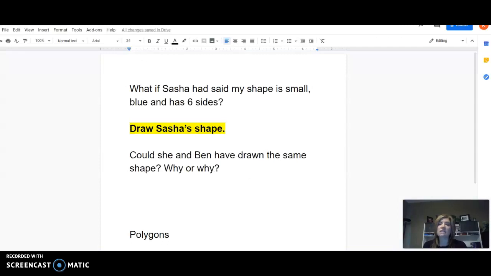Okay, friends, but let's think about something different. What if Sasha had said that her shape was small, blue, and had 6 sides? Draw what Sasha's shape would look like now. So you should have something small and blue with 6 sides drawn on your paper. Did you draw Sasha's shape? Hopefully, since you saw 6 sides here, you recognized really quickly that you needed to draw a hexagon, because the defining attribute for a hexagon is that it has 6 sides.